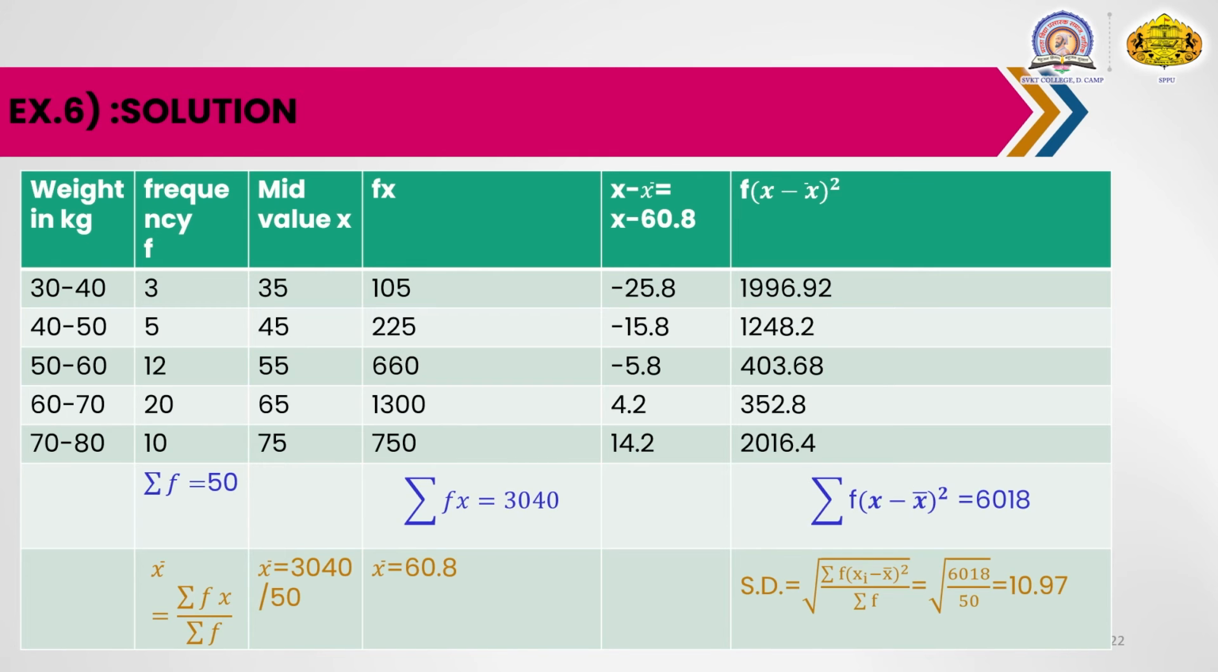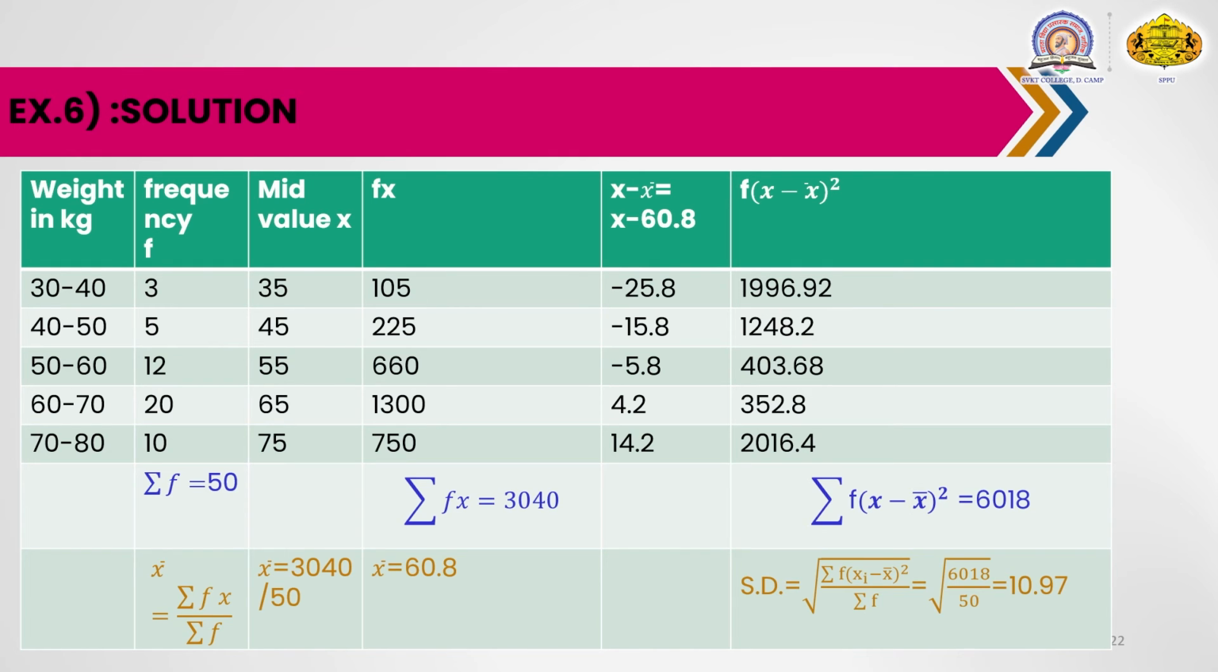Next, to calculate the mean, we require the product f into x. So calculate the next column, f into x. F into x means multiplication of the corresponding numbers of the second and the third column. The output will be the next, that is the fourth column. So 3 into 35 gives 105, 4 into 45 gives 225, 12 into 55 gives 660 and continue in this way. 10 into 75 is 750.